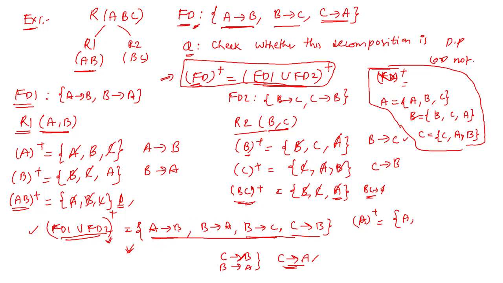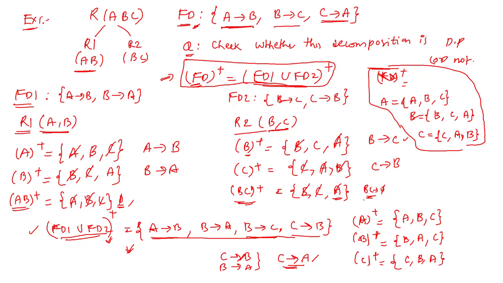So in this, A can determine A itself, A can determine B here, okay? Then B can determine C. A closure is A, B, C, right? Now calculate the closure of B here. B can determine itself, okay? B can determine A from this, and A can determine B again, and B can determine C here. So B closure is A, B, C again. Calculate the closure of C. C can determine itself, and C can determine B here, and B can determine A here.